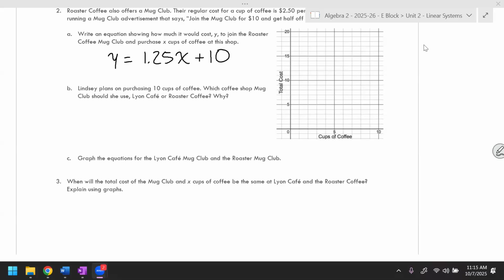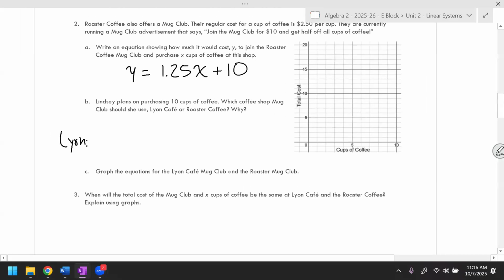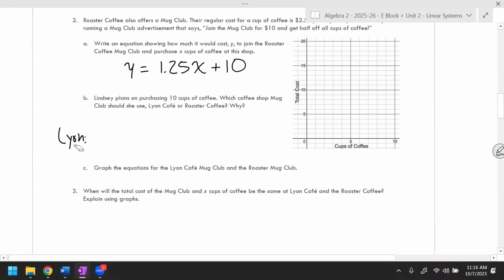Okay, so now we're saying that Lindsay plans on purchasing 10 cups of coffee. 10 cups of coffee, yeah? Which mug club should she join if you're only going to drink 10 times? Leon, why? Cost $2.50, and it only costs $20. Okay, so you're saying that Leon is going to cost $20.50. Let's just really quickly make sure we see how you got those numbers. Leon, you got 1.25 times 10 plus 10, right? And that was what? $22?